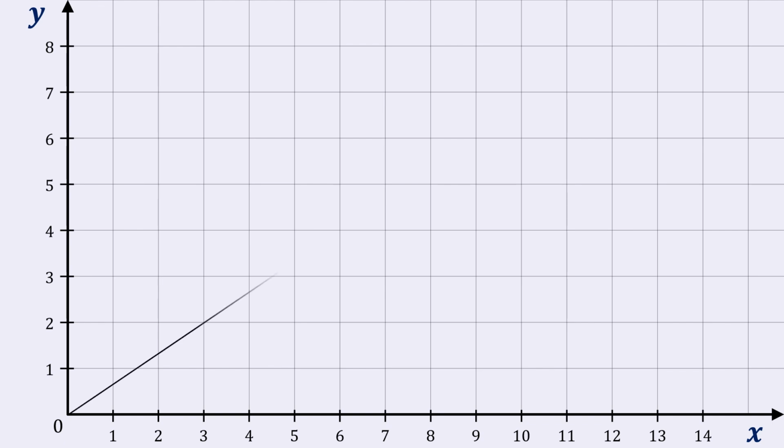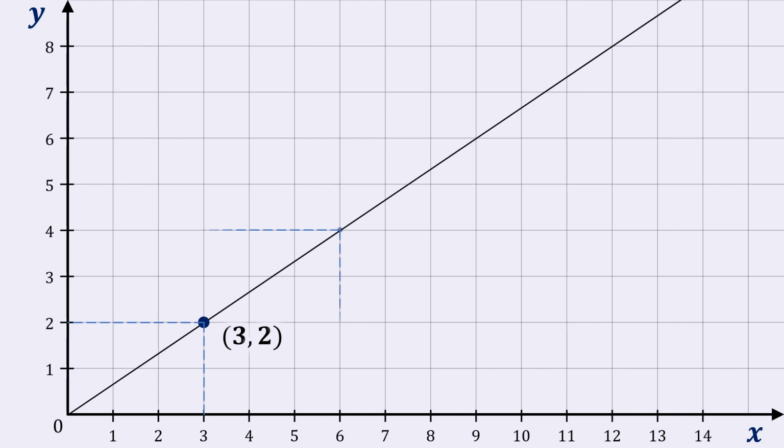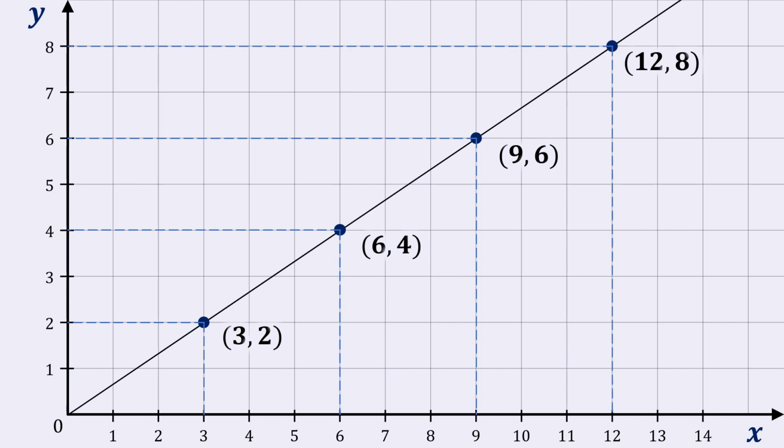This is a linear graph that shows the relation between two variables, x and y. At this point of the line, the x position is 3, while the y position is 2. So this point is called (3, 2). At this point, the x position is 6, while the y position is 4. Moving up again, x and y are 9 and 6 respectively, and this point is (12, 8).